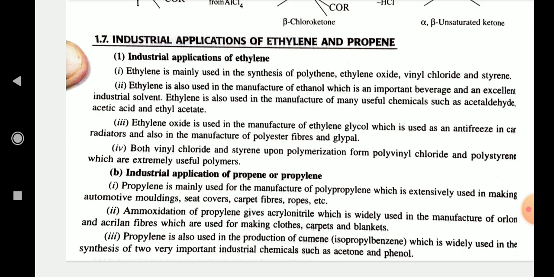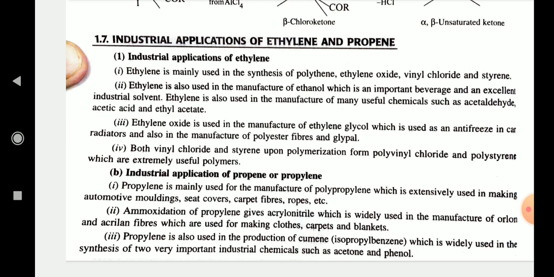Ethylene oxide is used in the manufacture of ethylene glycol, which is used as an antifreeze in car radiators and also in manufacture of polyester fibers. Fourth, both vinyl chloride and styrene upon polymerization form polyvinyl chloride and polystyrene, which are extremely useful polymers.